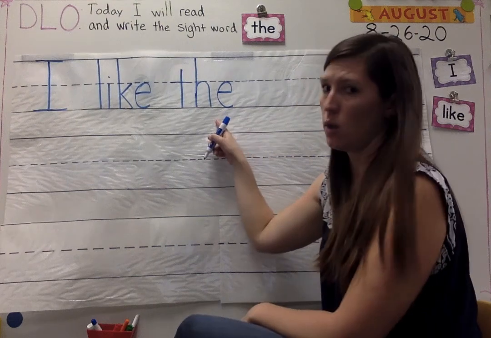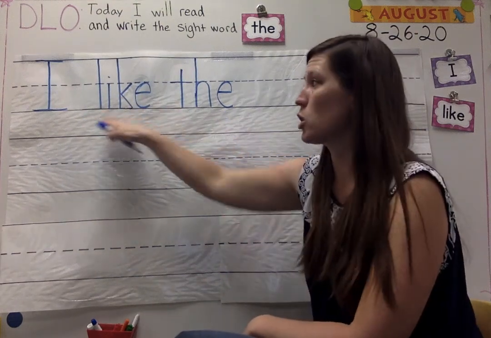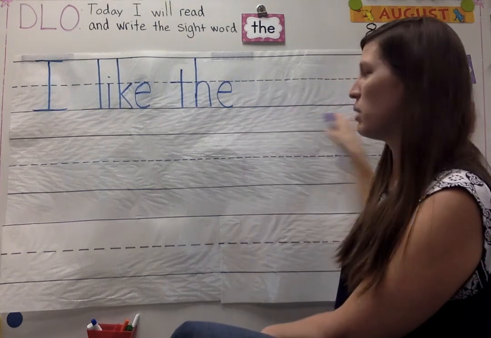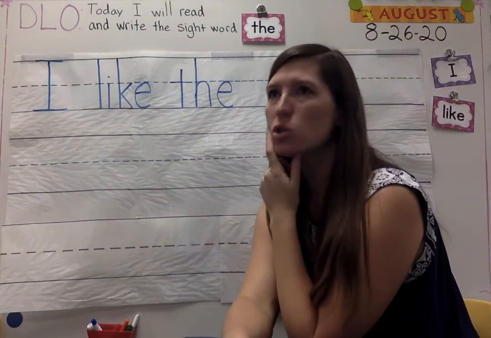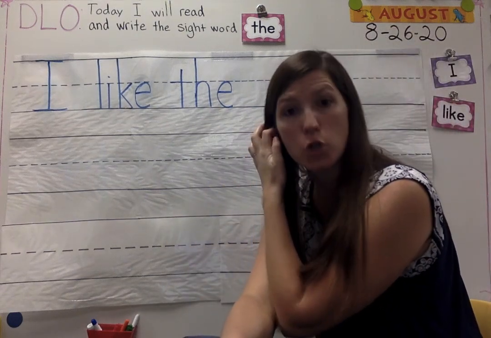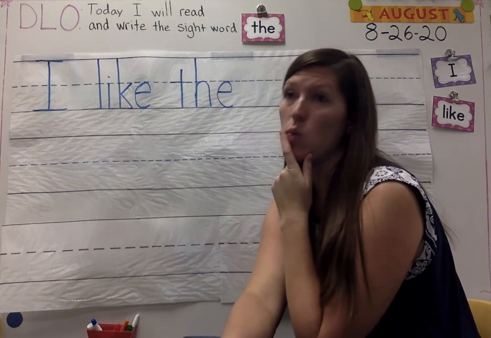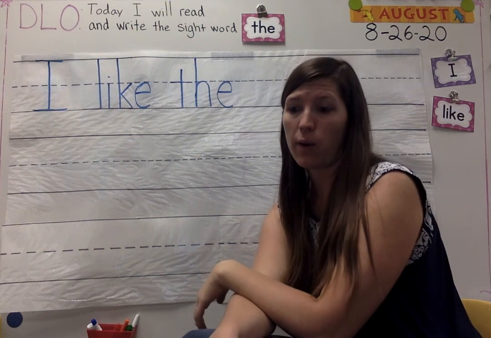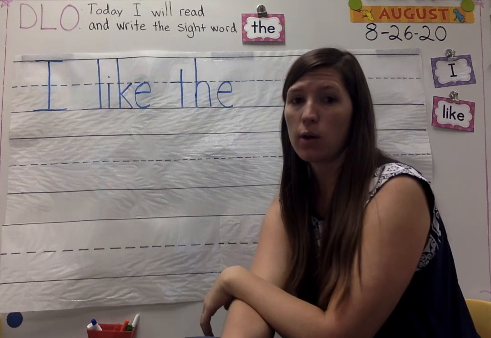I like the. In your writing journal, you will start your sentence like this. I like the. Think about something that you like. Yesterday we wrote, I like the turtle. Today you could write, I like the car. I like the flower. I like the book.